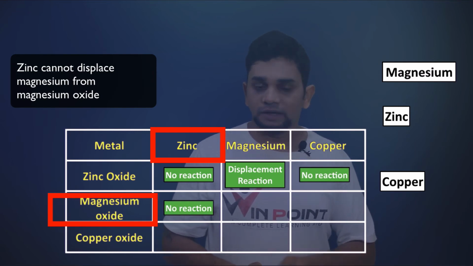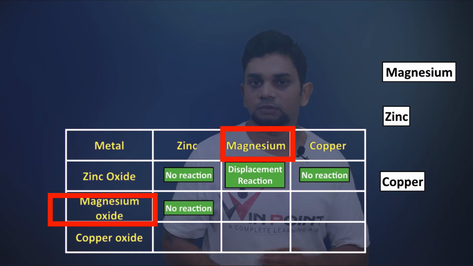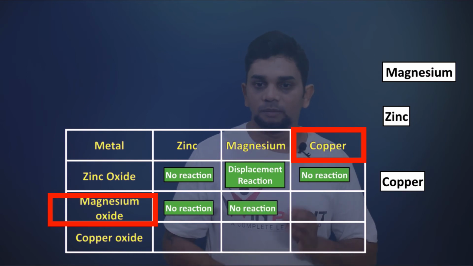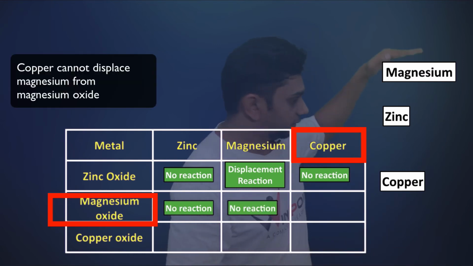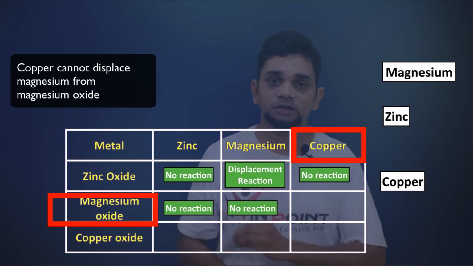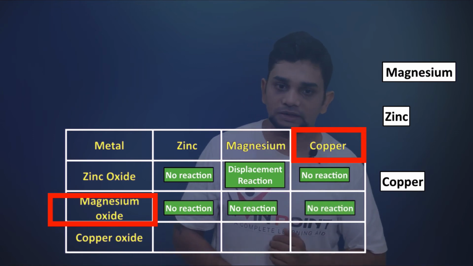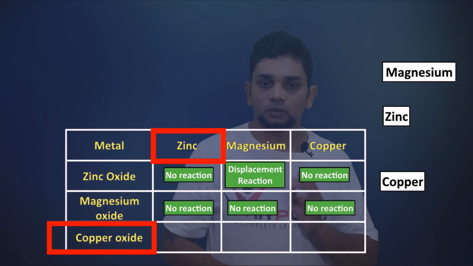Next one, magnesium oxide and magnesium. Both are the same metal, no reaction. Magnesium oxide and copper. Magnesium is at the top, which means from the magnesium oxide no one can displace magnesium. No reaction.